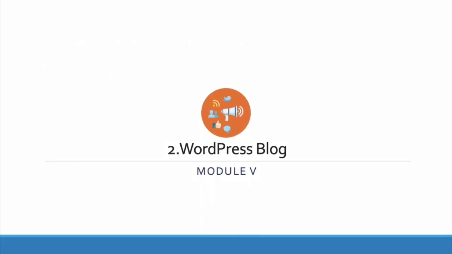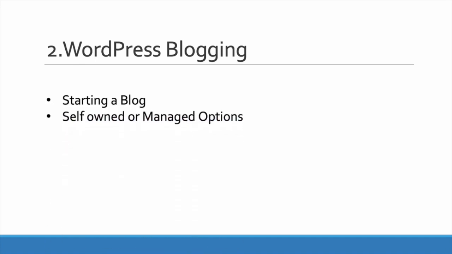WordPress blog. Now, the first major part of blogging is setting up a blog. If you want to set up a blog, there are two options. Either you can have a self-managed, or let's say self-owned, blog. The other option is a managed option.